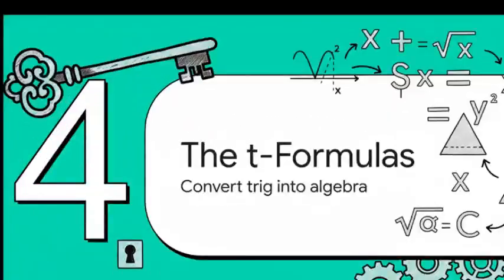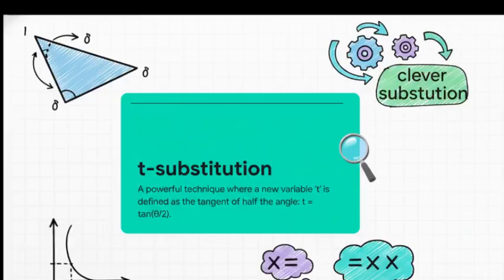For our final tool, if the R formula was a specialized key, I want you to think of the T formulas as the master key. This one is, honestly, unbelievably powerful because it does something incredible. It converts tricky trig problems into pure algebra. So how does it work? Well, the entire method hinges on this one incredibly clever substitution you see on the slide.